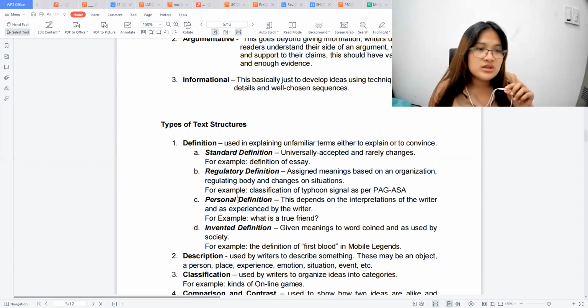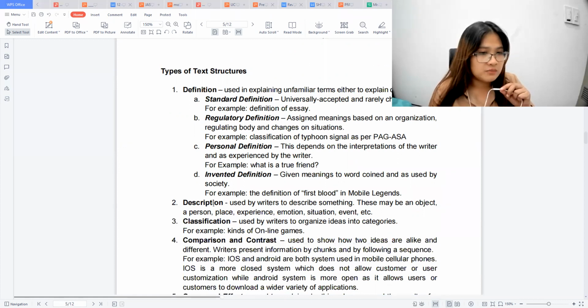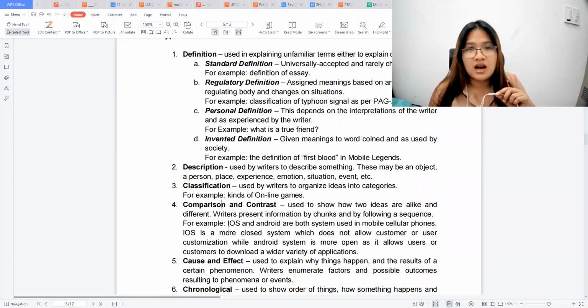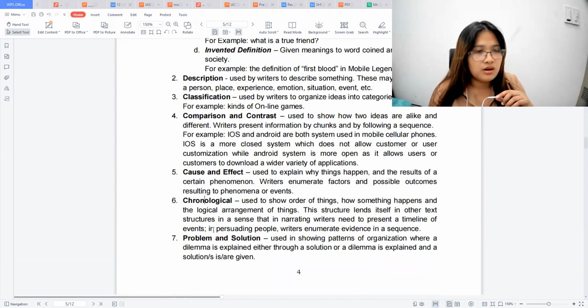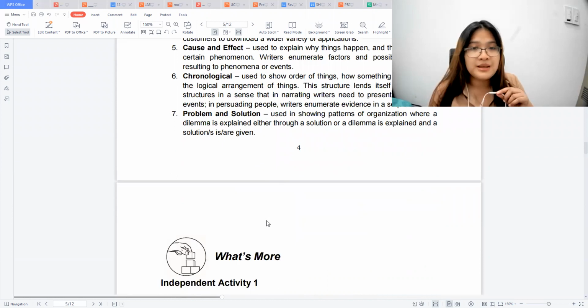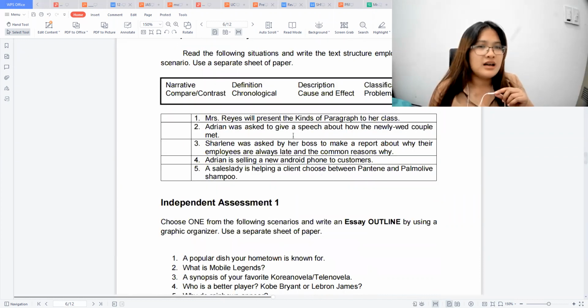Personal definition, it could be related to qualitative meaning. Okay? Ano yung interpretation ng tao, ng writer, ng nagbabasa. And the invented definition, these are coined words. We also have description, to describe something. Classification, you categorize. Comparison and contrast, differences and similarities. A cause and effect, why things happen. Chronological, yung showing of order of things. And then problem and solution. You have a problem, and then a solution is being given to you.